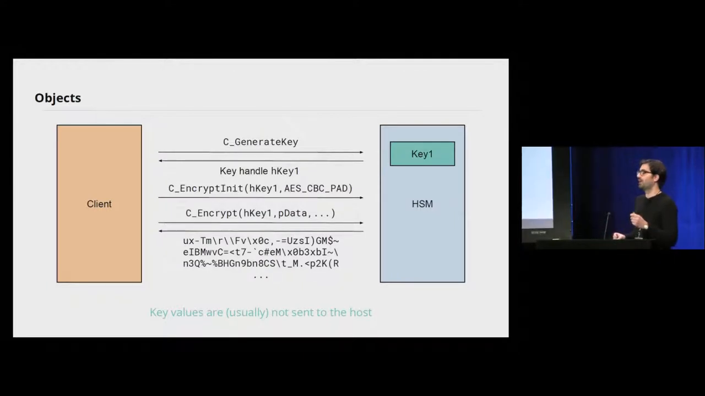If you want to perform a cryptographic operation, for example, your client wants to encrypt data, first you generate a key on the HSM. You request the HSM to generate a key. The HSM will store the key in its memory and send back a handle to the client. The client then will send the data to be encrypted with the handle of the key previously generated, and the HSM will send back the encrypted results. So at no time is the key sent back to the client. It always stays in the memory of the HSM, right? This is important for the rest of the presentation.